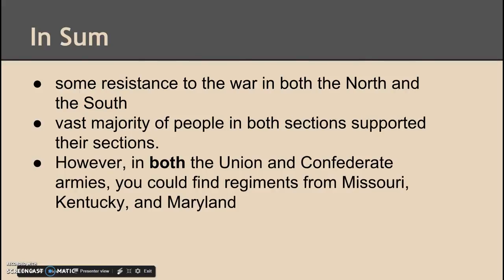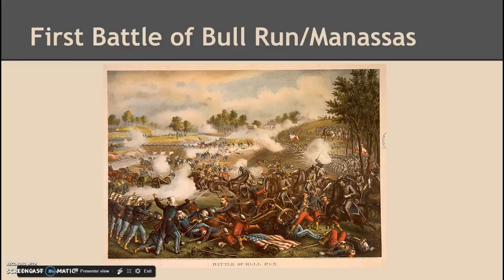However, in both the Union and the Confederate armies, you could still find regiments from Missouri, Kentucky, and Maryland, showing that brother versus brother mentality. The attitude on both sides then, in the beginning of the war, was that one battle would end the entire war. Both sides were extremely confident of victory.